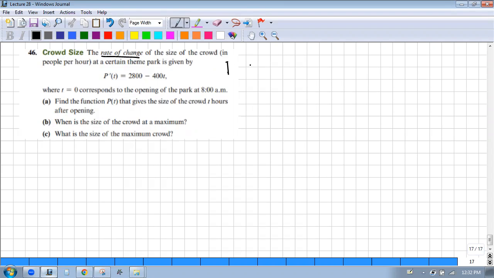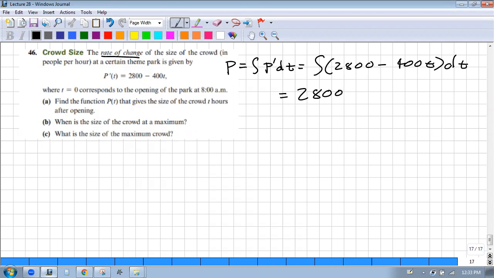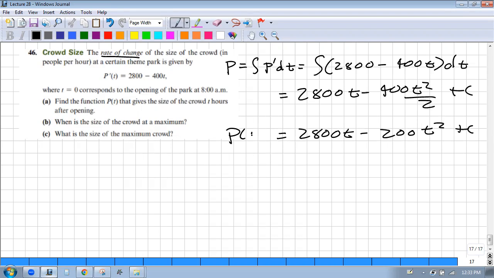Well, P is the integral of P prime, which is the integral of 2800 minus 400t dt, to be 2800t minus 400t squared over 2 plus a constant. Simplifying, we have this. This is our P of t. We need to find out what C is.